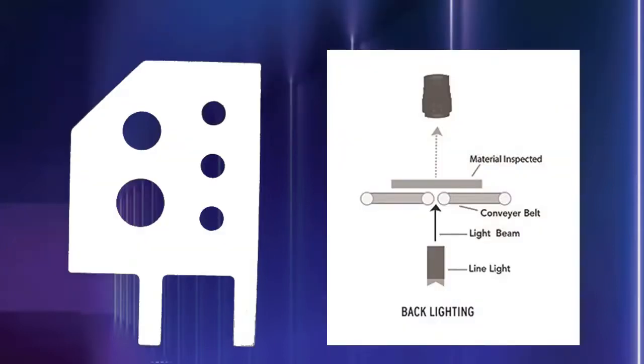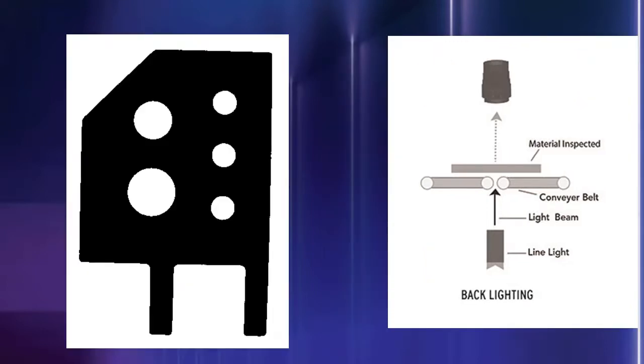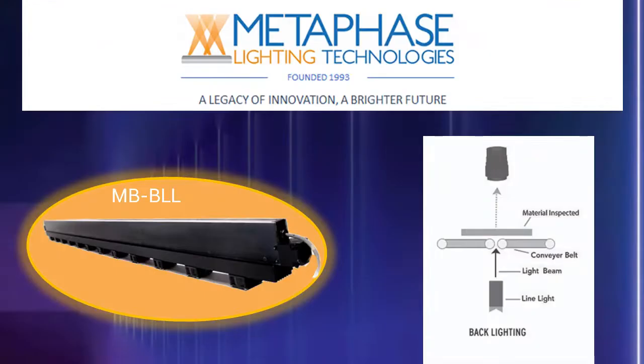When an object has holes to be measured or detected, it is often more effective to have the light and the camera on opposite sides of the object. This technique is called backlighting. The resultant image is a silhouette with very sharp edge definition. The Metaphase MB-BLL delivers a uniform brightness beam, making it ideal for detecting holes in continuous web applications.